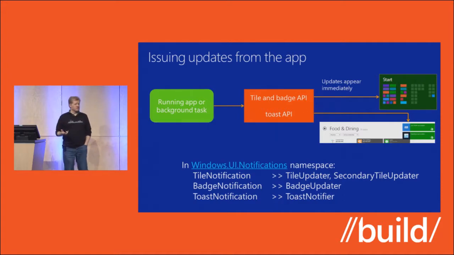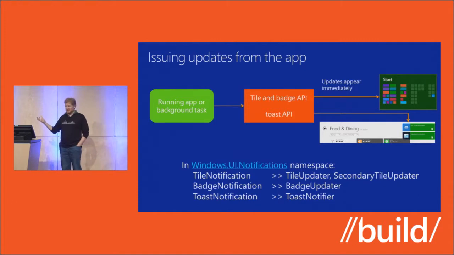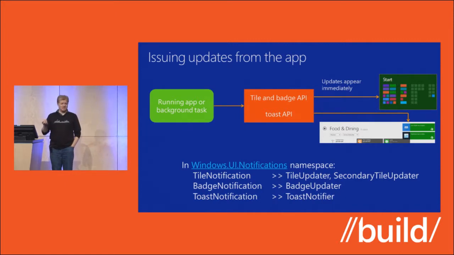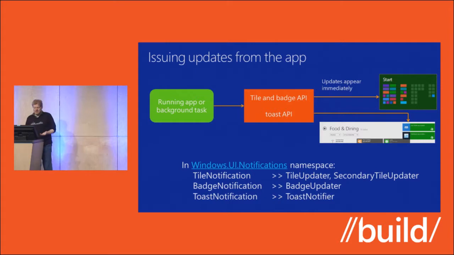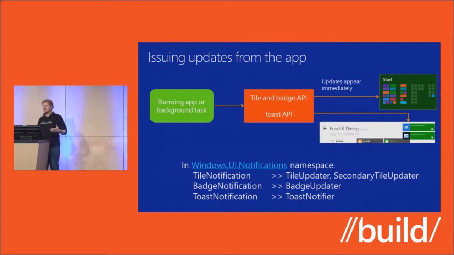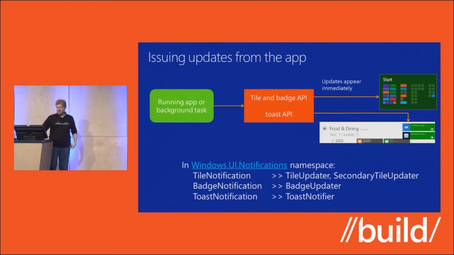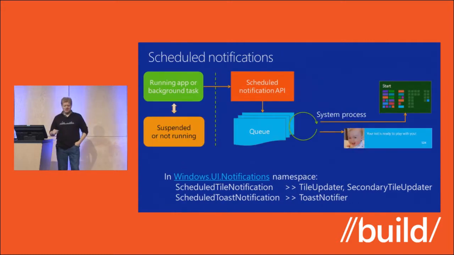So let me go through those 3 ways of issuing updates. So first of all, from the running app, or a background task, some piece of running app code. Use the APIs in windows.ui.notifications to issue these. So you create either a tile or badge or toast notification object, and then you throw that thing, which has a piece of XML in it, to the tile updater, the secondary tile updater, the badge updater, or the toast notifier classes. There's a bunch of classes in there that all just give you the feelers into these different parts of the user experience. But basically, in a running app, you create the notification, you issue it, and it shows up somewhere on the screen, either on the start screen or a notification appears.